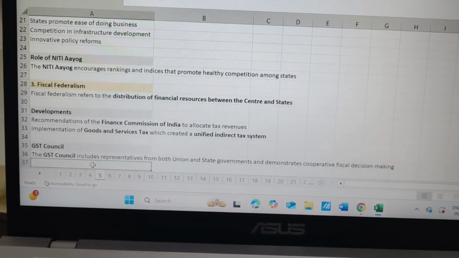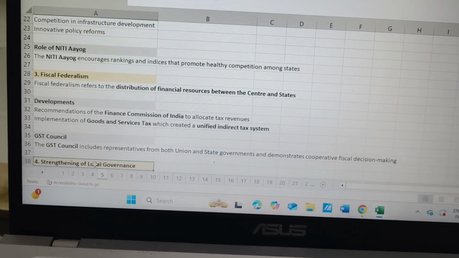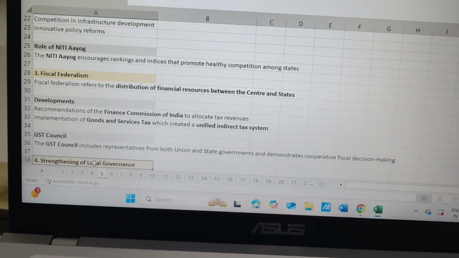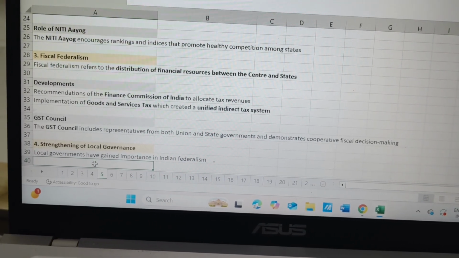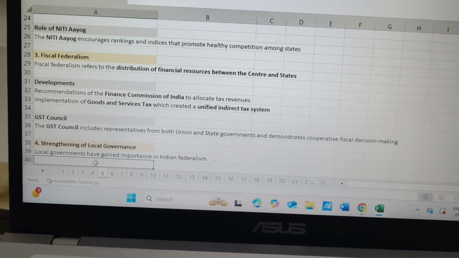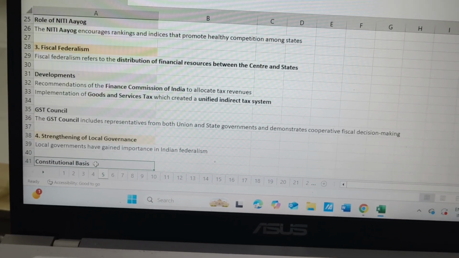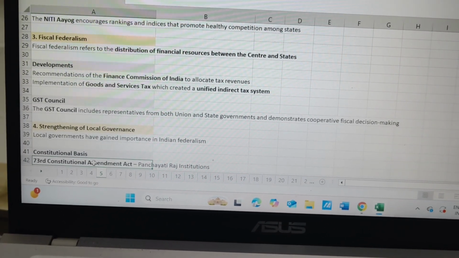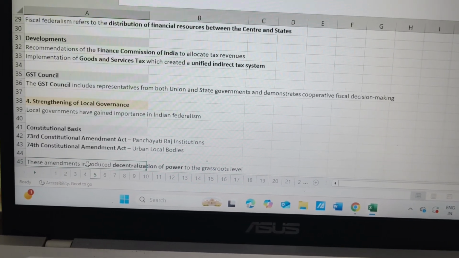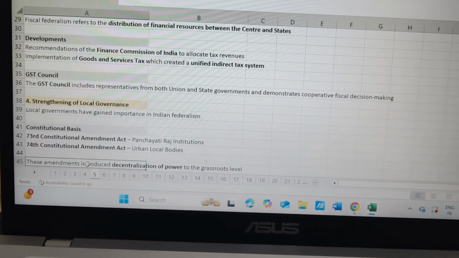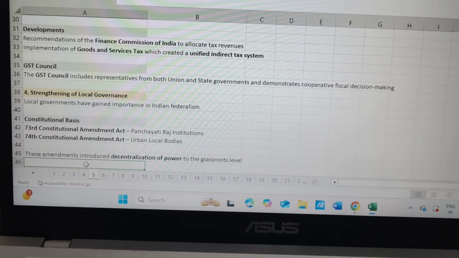Now, let us talk about fiscal federalism. Fiscal federalism refers to the distribution of financial resources between the center and states. Recommendation of the Finance Commission of India to allocate tax revenues. Implementation of goods and services tax, which created a unified indirect tax system. GST Council: the GST Council includes representatives from both union and state governments and demonstrates cooperative fiscal decision making.